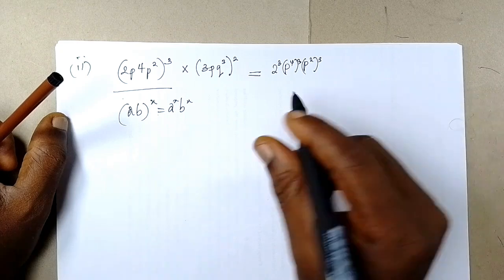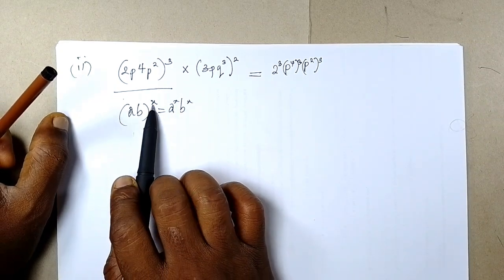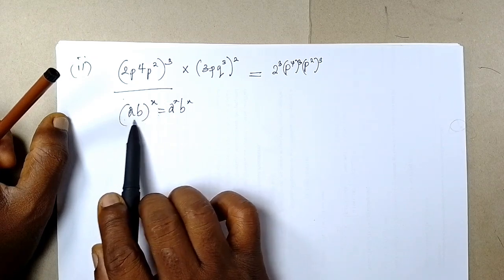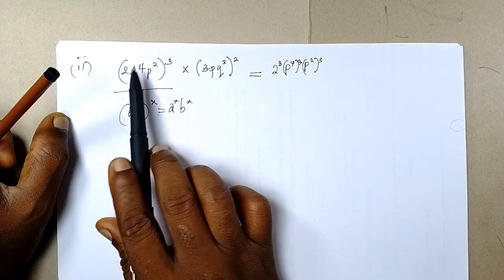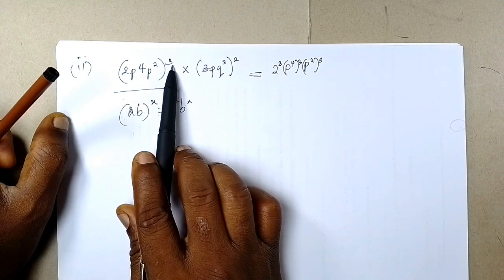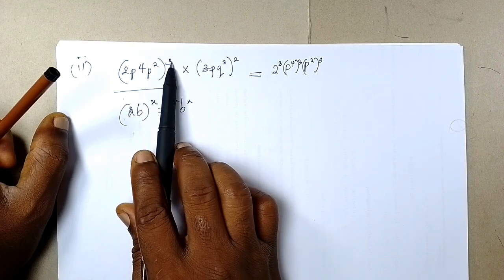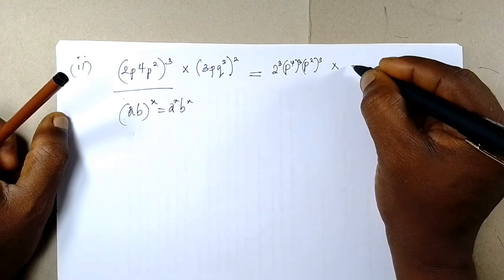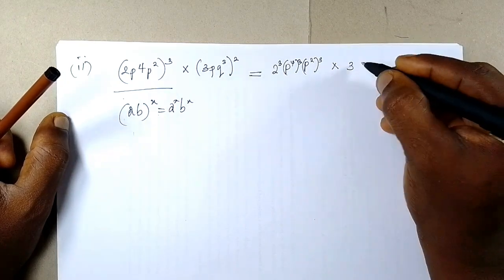Now what I have just done is using this law of shared powers. If there is a power outside a bracket comprising two numbers or more, then each of them will carry the power, just like 2 is carrying 3 as power. p raised to power 4 is carrying 3 as power, p raised to power 2 is also carrying 3 as its power. Then I would come over here and use the law of shared powers again. So 3 would carry this squared, I'll put it here.